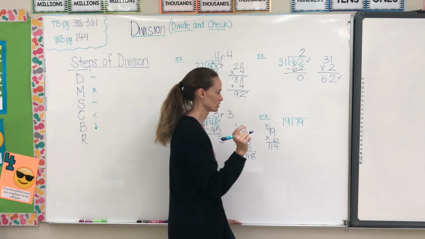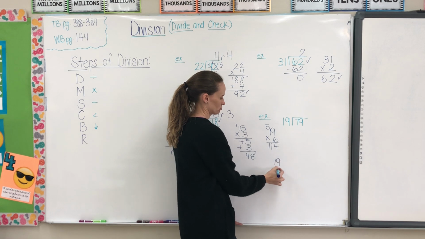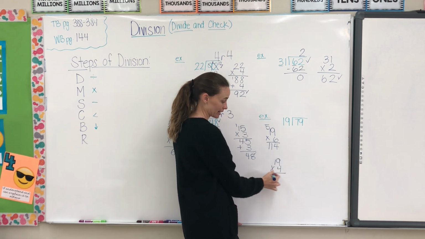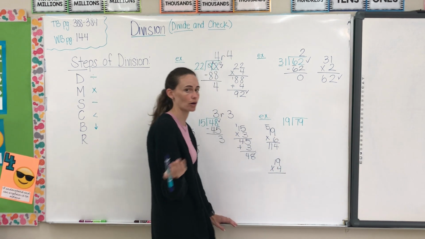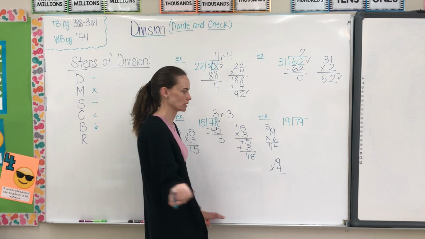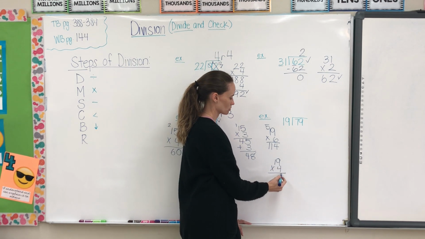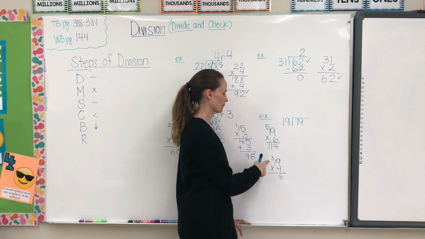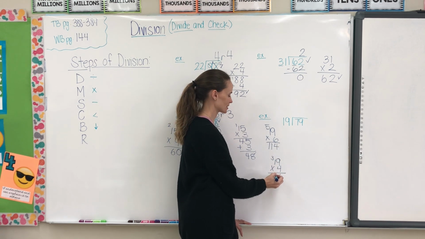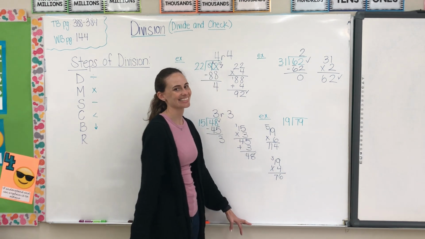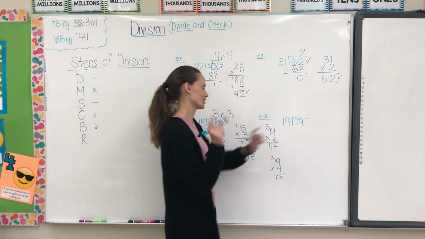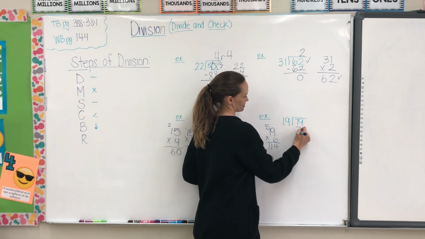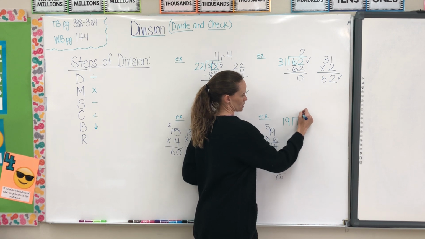I'm going to try 4. 19 times 4. You might have to do this a few times until you figure out what's the closest answer. That's okay. 9 times 4 gives me 36. 4 times 1 gives me 4. Plus 3 gives me 7. 76. So I'm closer, and it's less. So 76, we put the 4 here.